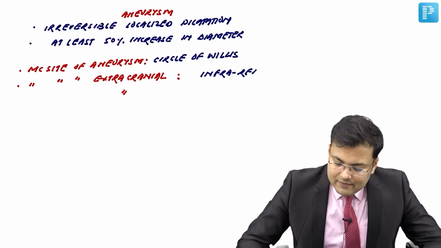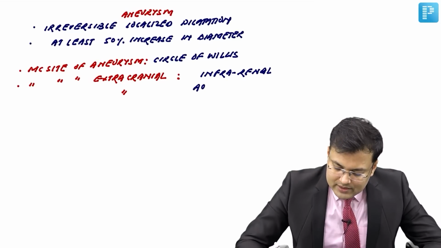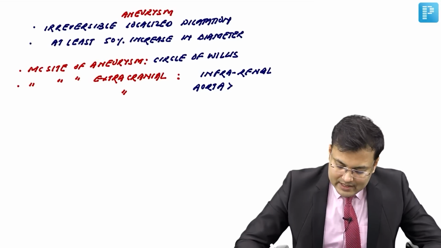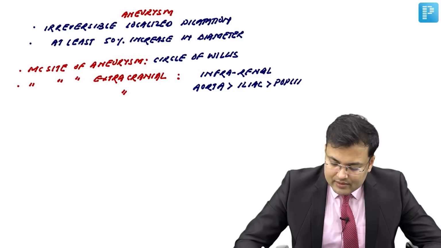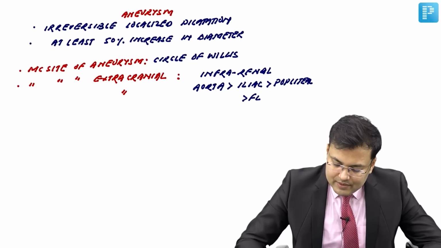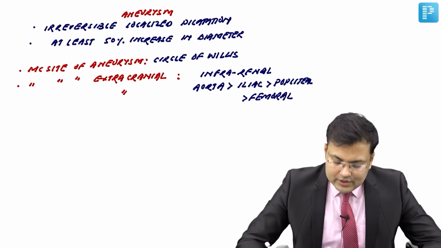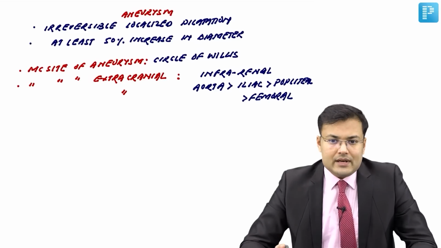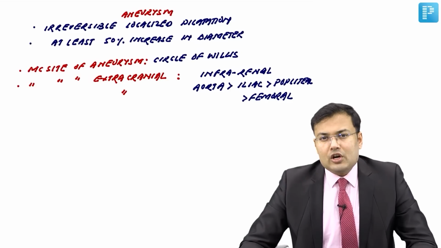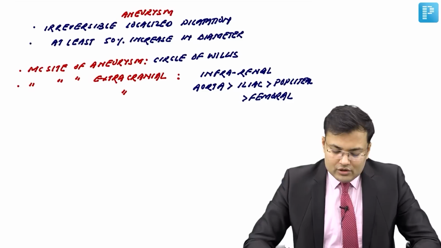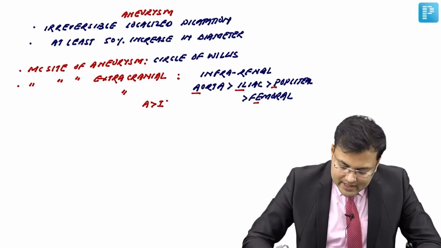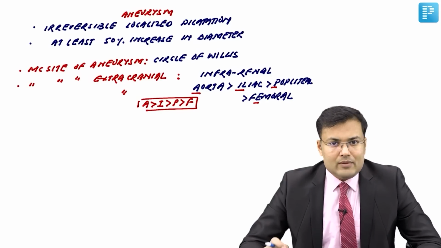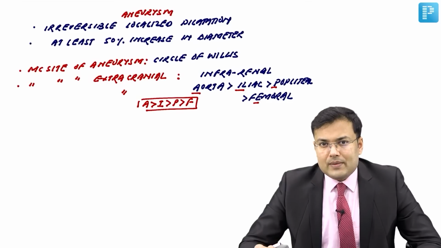After infrarenal aorta, what is the second most common site? Yes, it is iliac artery. After iliac artery, it's the popliteal artery. And after popliteal, it's femoral. So the most common site of extracranial aneurysm is infrarenal aorta, followed by iliac artery, followed by popliteal artery, followed by femoral artery. How to remember? The mnemonic is AIPF: All India Police Force. Aorta, iliac artery, popliteal artery, femoral artery.